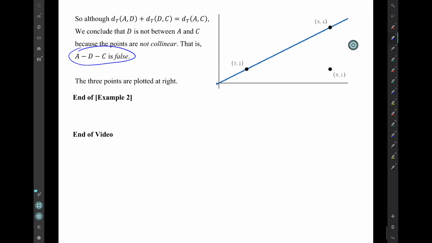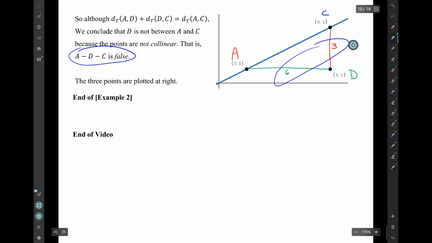Now let's make an illustration. Here's our point A, here's our point C, and here's our point D down here. Now you can see why this weird thing happened. The distance from A to D is this length, 6. The distance from D to C is this length, 3. The distance from A to C is the sum of those lengths, 9. So you can see why the distances add up. But even though the distances add up, A, D, and C are not collinear.